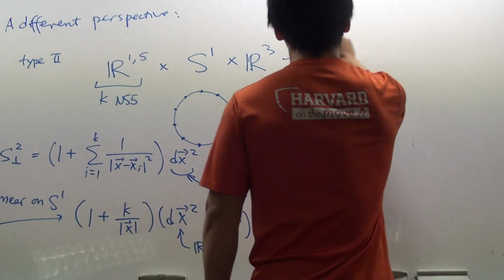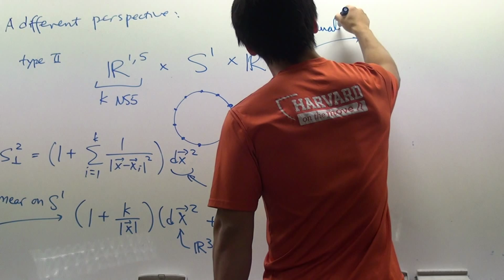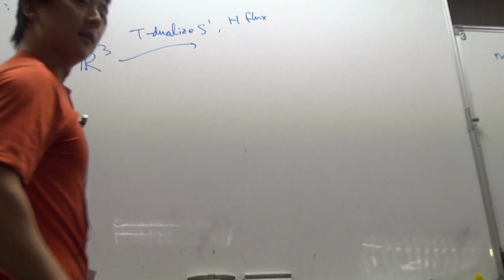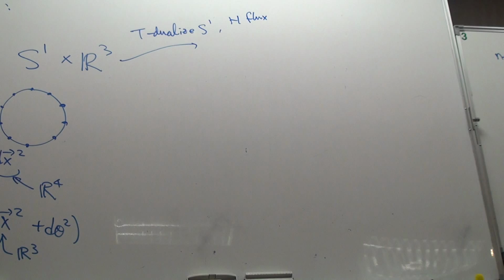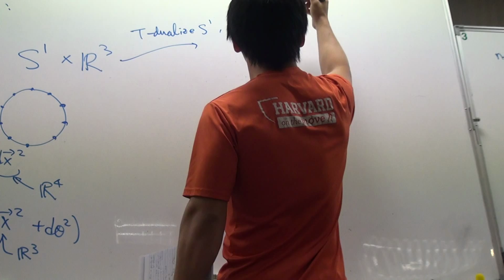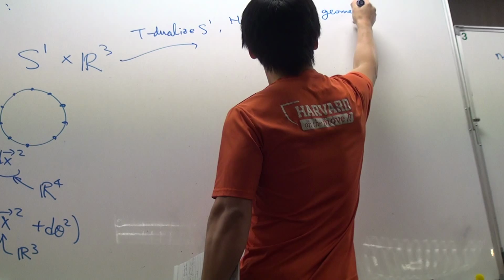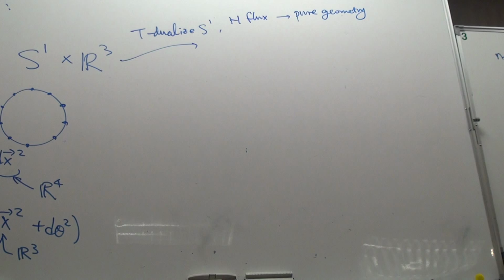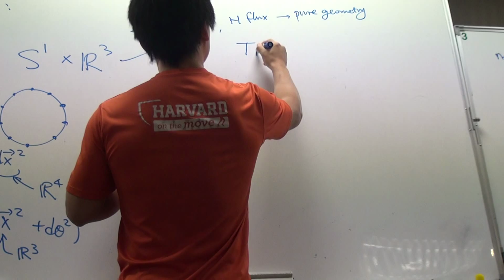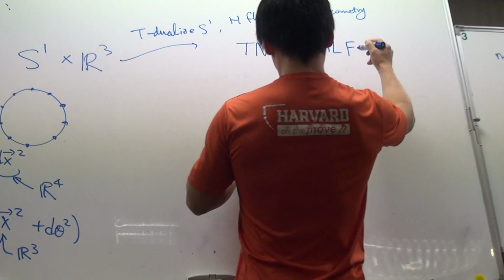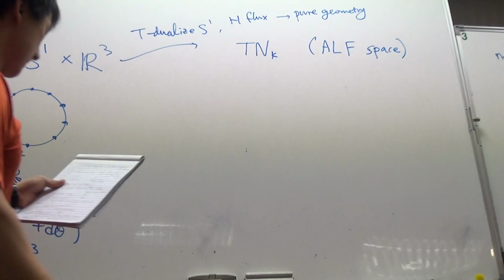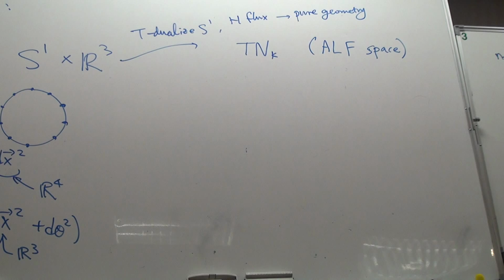So we have a very simple solution like this. If you trivialize the S1, the H flux through the S3 that surrounds the NS5 brane would now turn into pure geometry. It is described by a non-trivial fibration of the T-dualized circle over this R3, in the form of the k-centered Taub-NUT space. So in this case, you get the k-centered Taub-NUT space, also known as asymptotically locally flat space, ALF space, where you can figure out what the metric is based on this description, using the standard rule of T-duality on the gravity geometry.